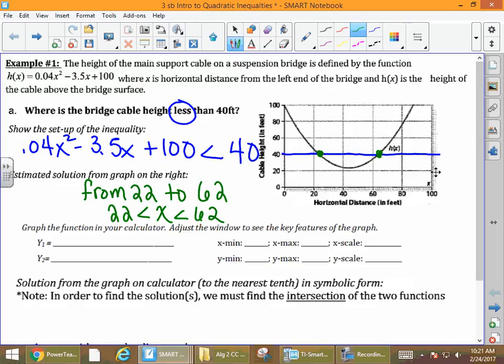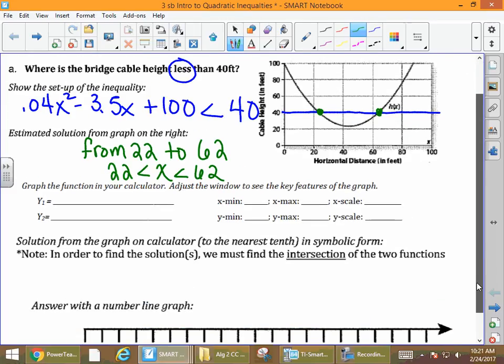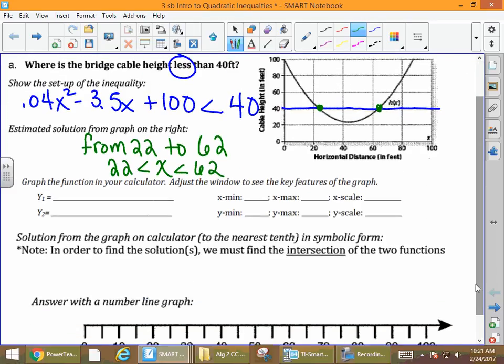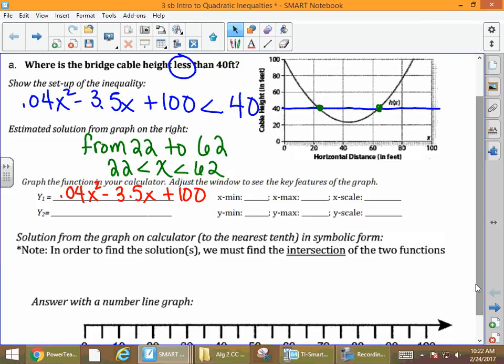So what we're going to do now in a moment is graph this on our calculator. And when we graph it on our calculator, the first thing that we're going to be graphing is 0.04x squared minus the 3.5x plus 100. But we're also going to graph our green line, which is y equals 40. The horizontal line, y equals 40. And once again, what we need to be familiar with is, what does our window need to look like to be able to graph this?